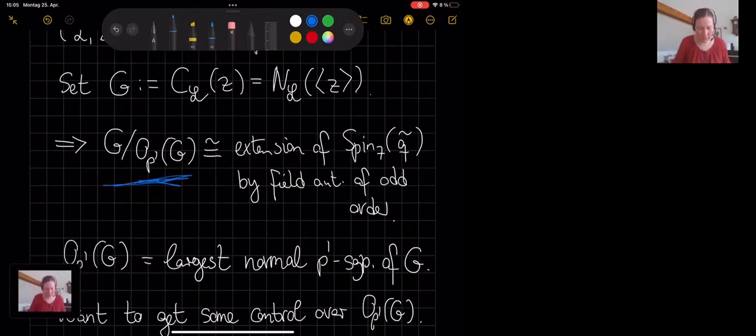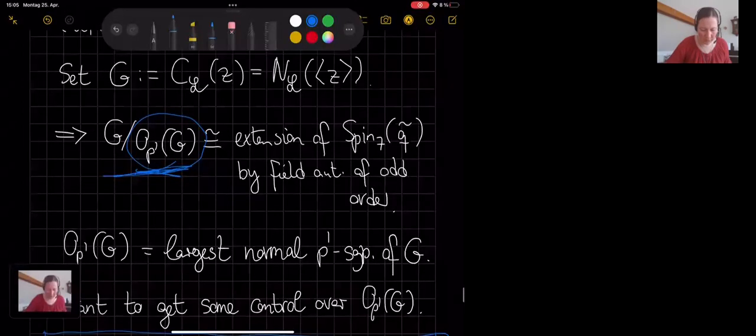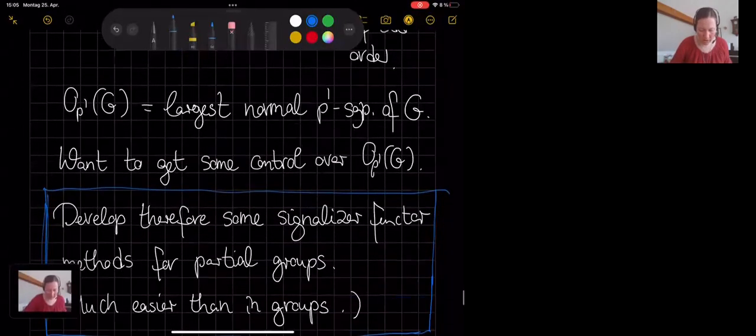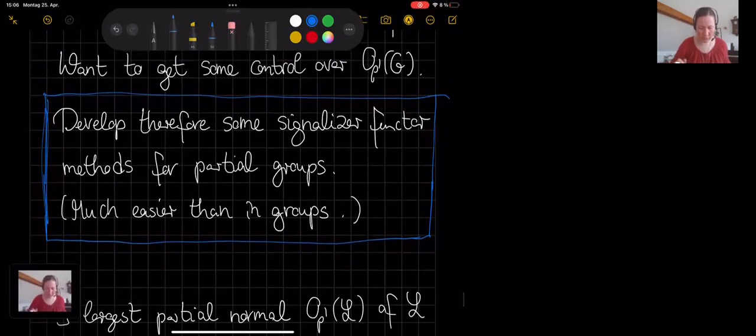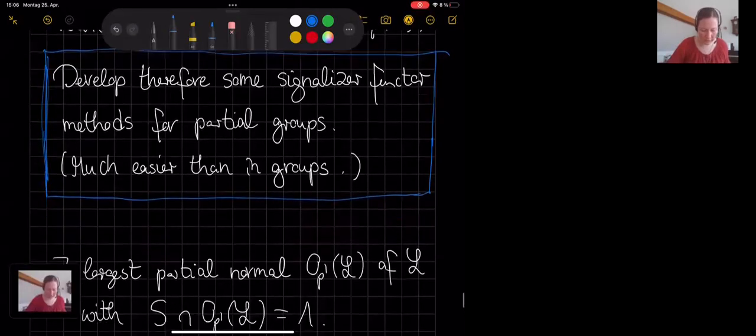So we know basically G modulo O^p' of G, or we know the candidates for that, but controlling O^p' would be a priori difficult. And signalizer functor methods are something which is used in groups, and it's actually even easier in these localities because they are just local objects. So we just had to see the right thing, and then it's relatively easy to prove. There's no really difficult group theory involved.